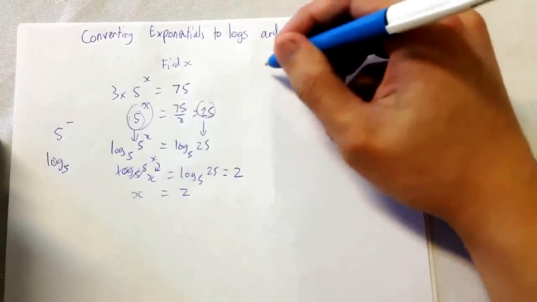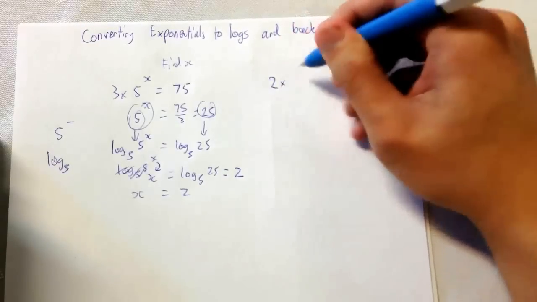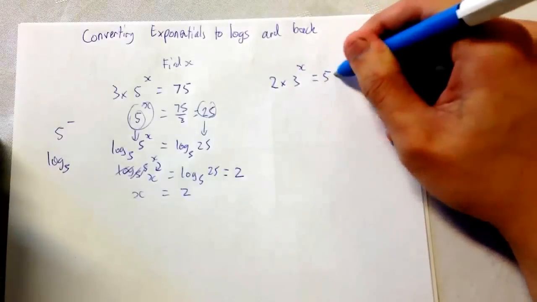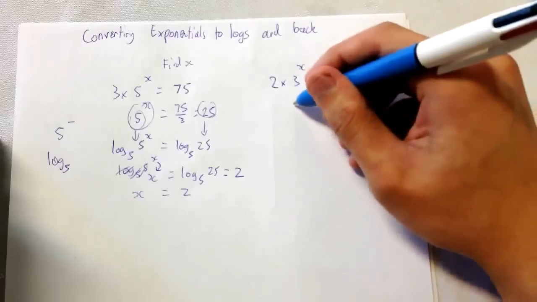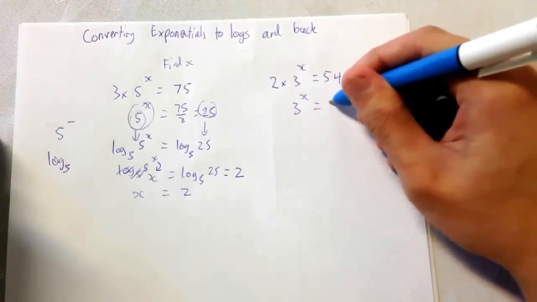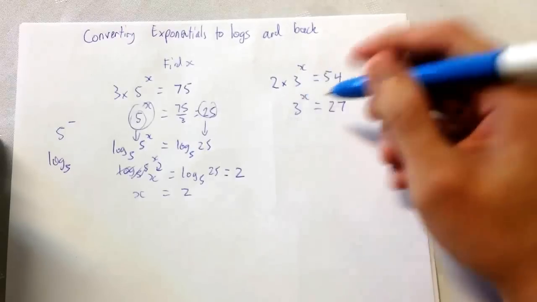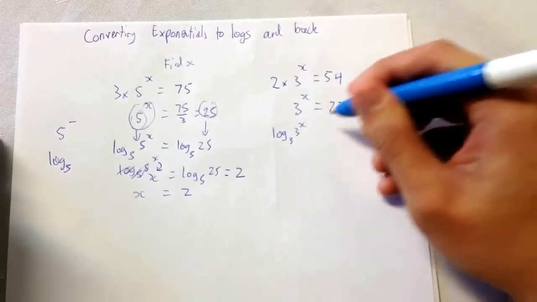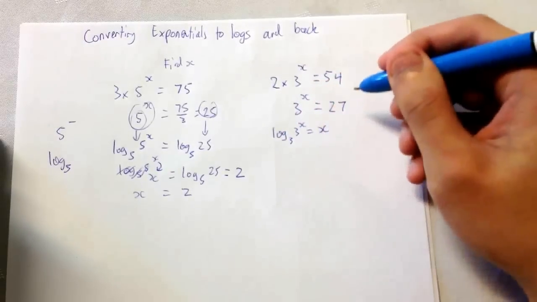So let's try another one. Let's do 2 times 3 to the power of x equals 54. Again, what we do first is we get the 2 over. So we get 3 to the x equals 27. And now we want to get rid of this 3 to the power of something, so we log 3 it. And now that all cancels out and the x just comes down, so that equals x.